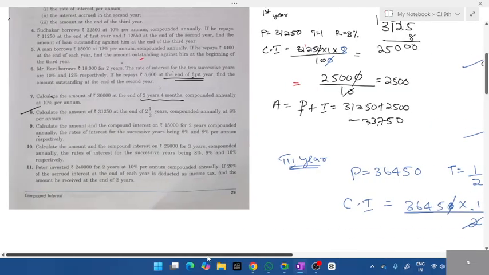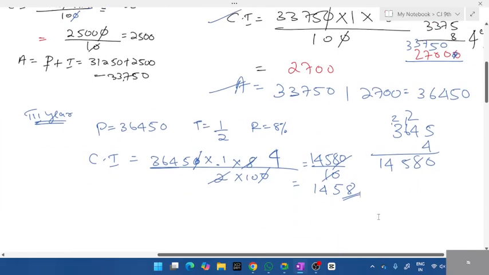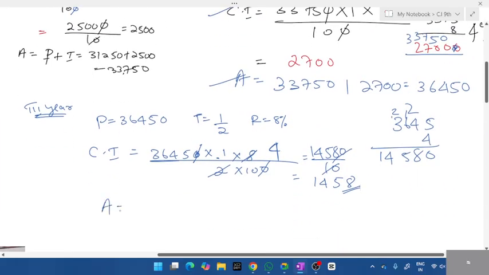Yeah, Kia, can you check the answer in textbook? Calculate the amount. Okay, what will be the amount then? Tell me the amount. You have to calculate the amount. Amount is 36,450 plus 1,458. Yes, completed.